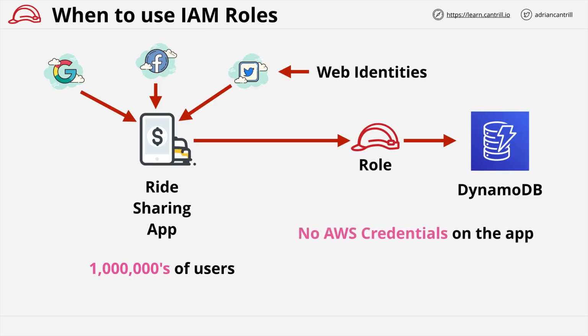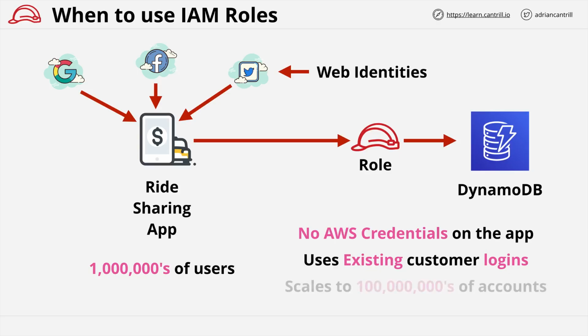The use of roles in this situation has many advantages. First, there are no AWS credentials stored in the application, which makes it a much more preferred option from a security point of view. If an application is exploited for whatever reason, there's no chance of credentials being leaked, and it uses an IAM role which you can directly control from your AWS account. Secondly, it makes use of existing accounts that your customers probably already have, so they don't need yet another account to access your service. And lastly, it can scale to hundreds of millions of users and beyond, and it means you don't need to worry about the 5,000 user IAM limit.